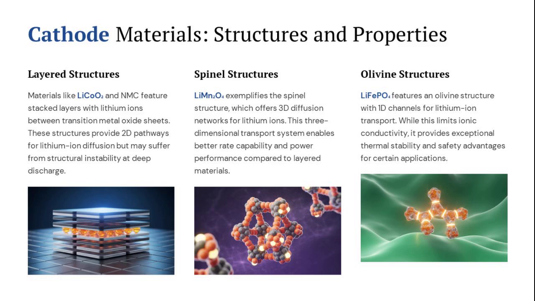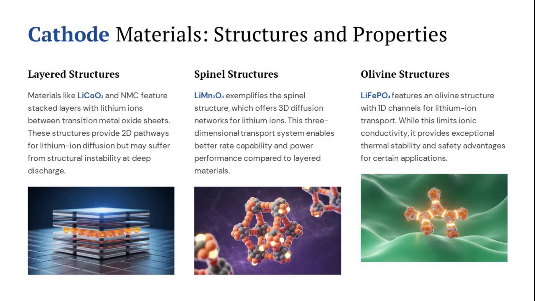Layered structures, exemplified by LiCoO2 and other LiMO2 compounds, where M can be Ni, Mn, Co, or combinations thereof, consist of alternating layers of lithium ions and transition metal oxide sheets. The transition metals occupy octahedral sites in a close-packed oxygen lattice, forming MO2 sheets between which lithium ions reside. This layered arrangement creates two-dimensional pathways for lithium ion diffusion, which enables relatively fast ion transport.